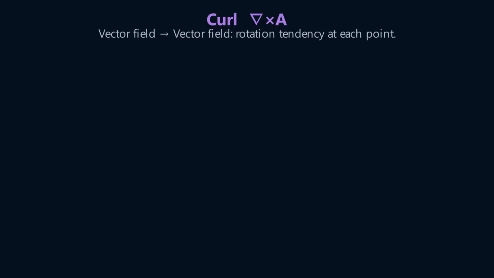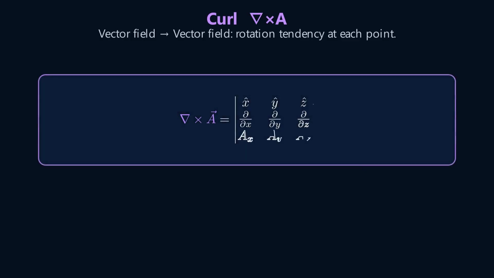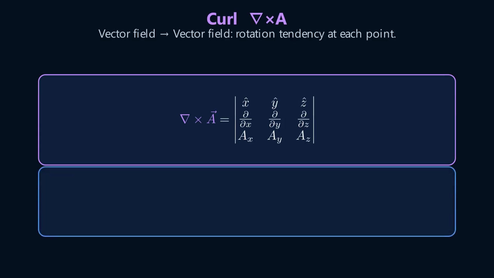The curl operates on a vector field and produces another vector field. It measures the tendency of the field to circulate around a point. In Cartesian coordinates, the curl of A is computed as the determinant of a 3x3 matrix with x hat, y hat, z hat in the first row, partial over partial x, partial over partial y, partial over partial z in the second row, and A x, A y, A z in the third row. Expanding this gives three components.